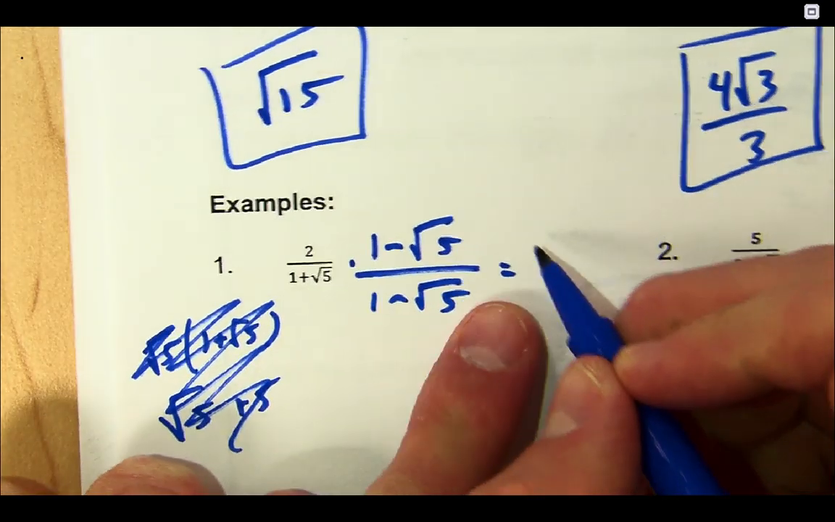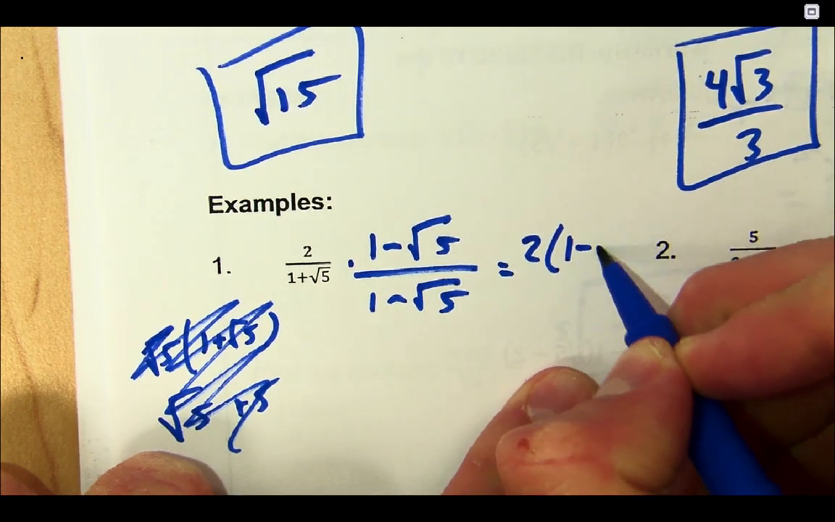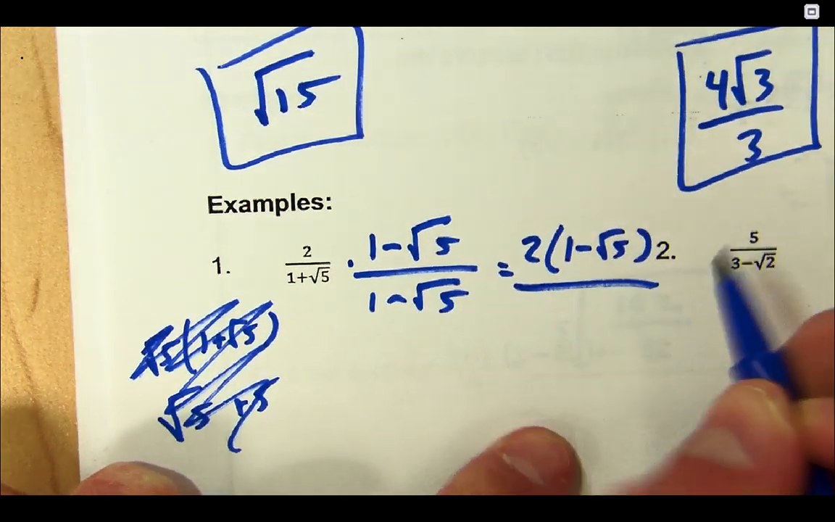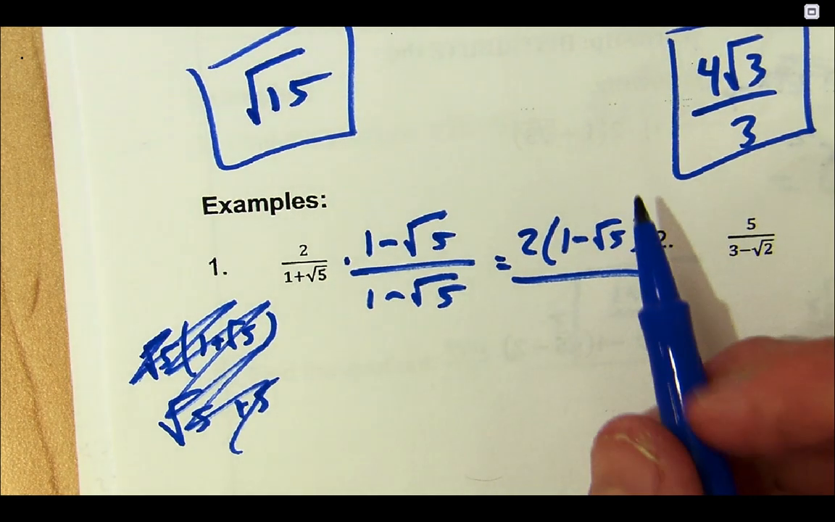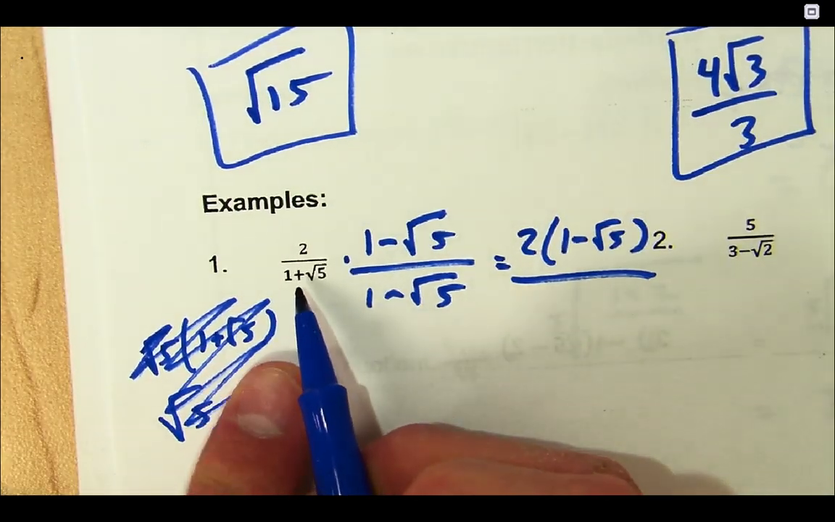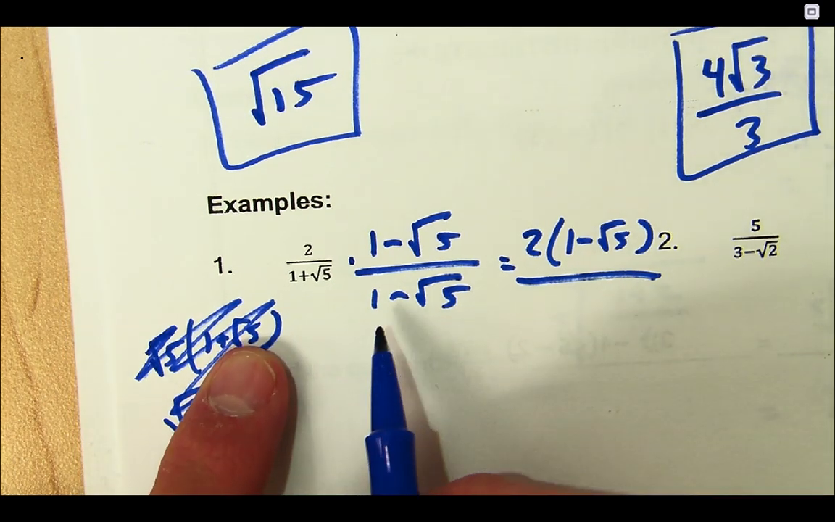So the top part, you're going to do 2 times all of 1 minus square root of 5. That's what your numerator is going to be. We will take care of that in just a second. And then now the denominator, you're multiplying 1 plus root 5 times 1 minus root 5.